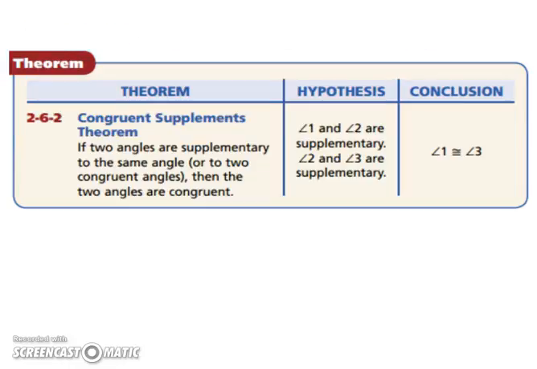Let's look at another theorem, the congruent supplements theorem. If two angles are supplementary to the same angle, then the two angles are congruent. So if angle 1 and angle 2 are supplementary, and angle 2 and angle 3 are supplementary, that means angle 1 and angle 3 have to be congruent. Let's try a couple proofs.